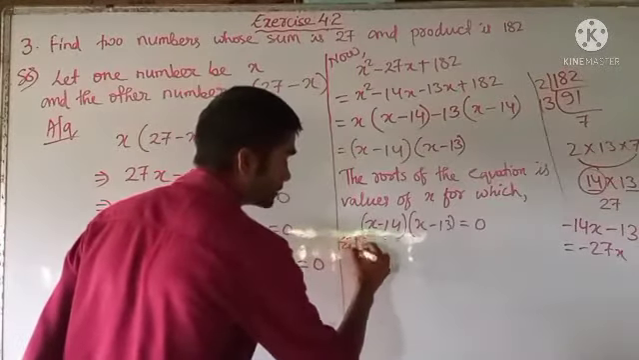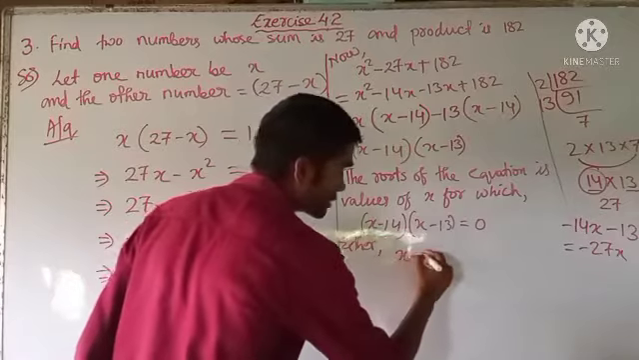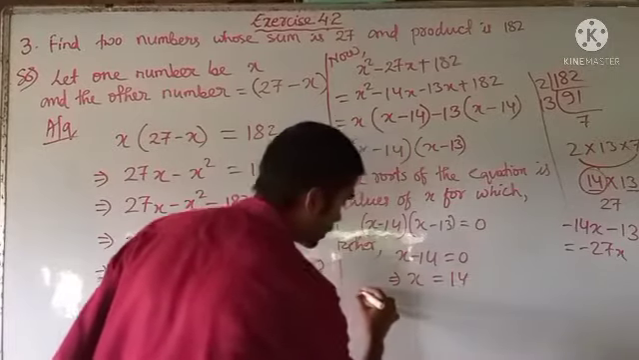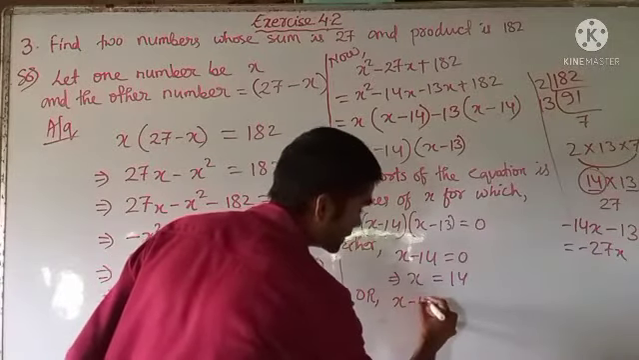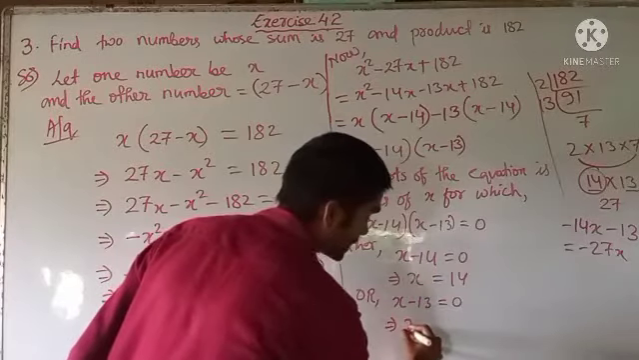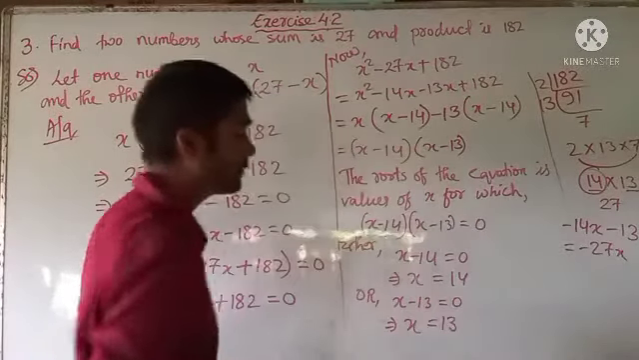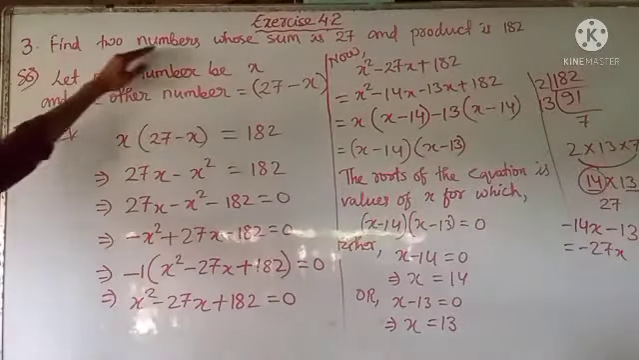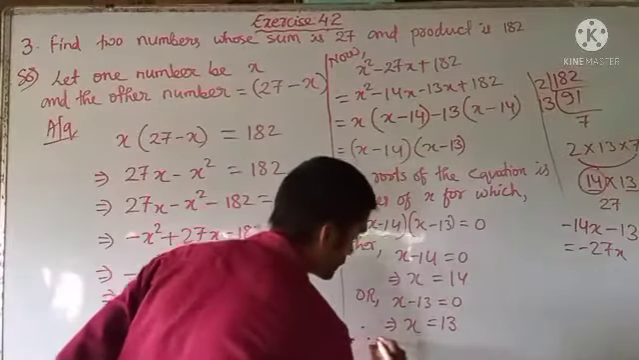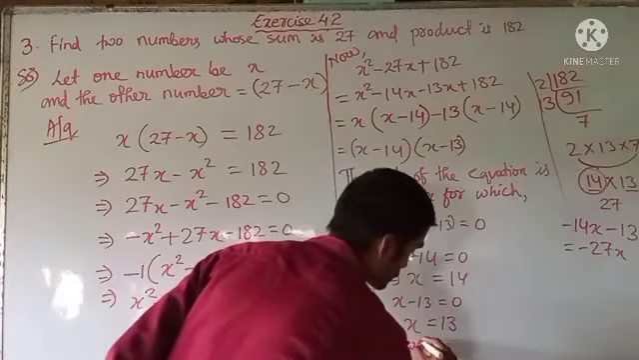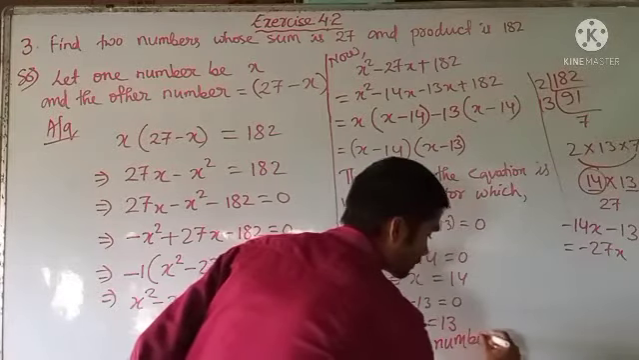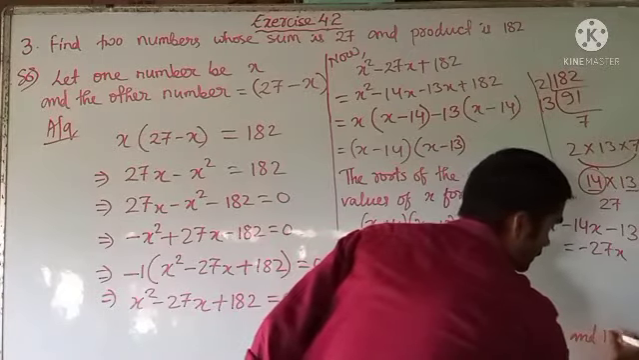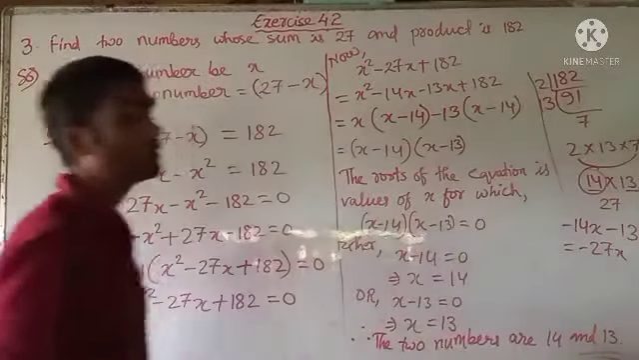Now we can make here either x minus 14 is equal to 0, where x is equal to 14, or x minus 13 is equal to 0, or x is equal to 13. We got the values of x, that is 14 and 13. So we can write our answer, that is, what are the two numbers. Therefore the two numbers are 14 and 13. These are the two numbers. So this is our required answer.